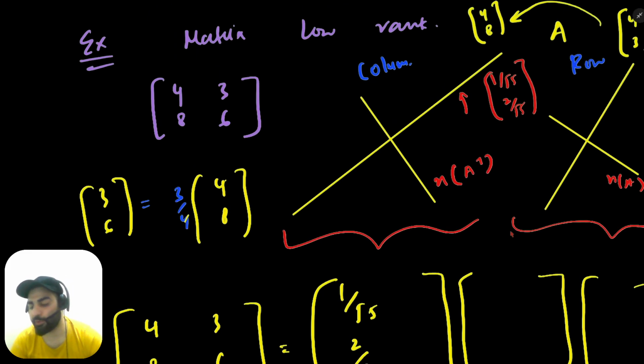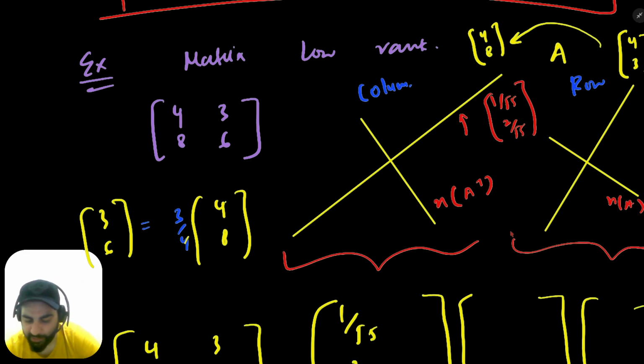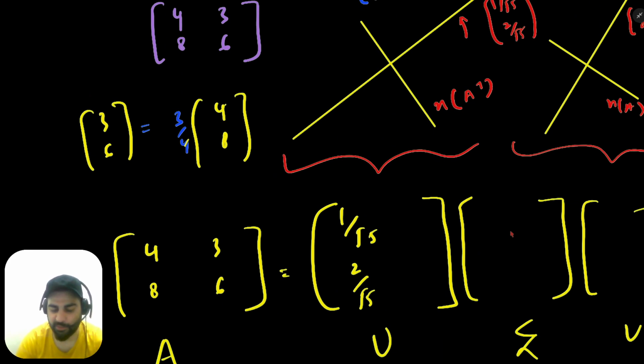Now what is V over here? You see this 4 3. If you take 4 squared and 3 squared, the normalized vector of this becomes 0.8 and 0.6. So this is the normalized vector, and you can write it like this. This is V transpose.